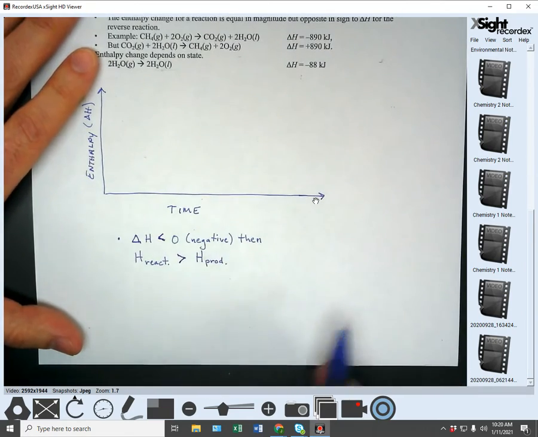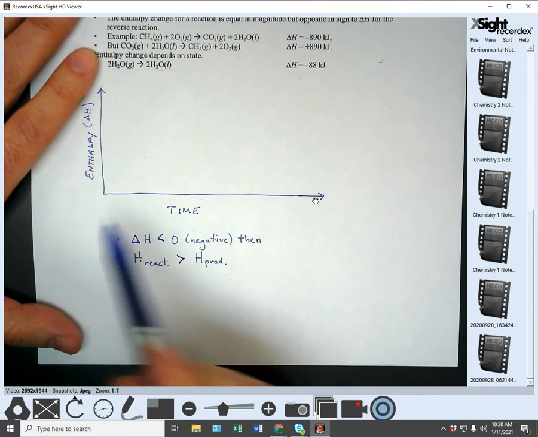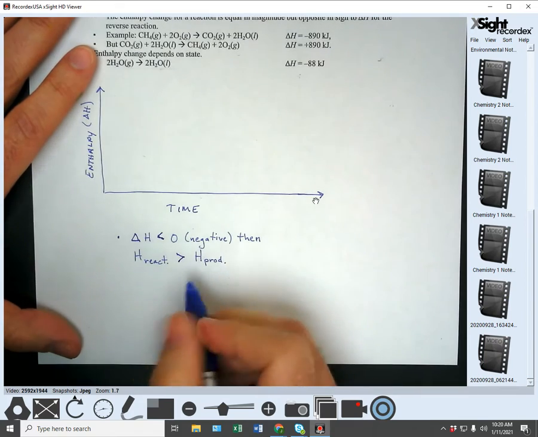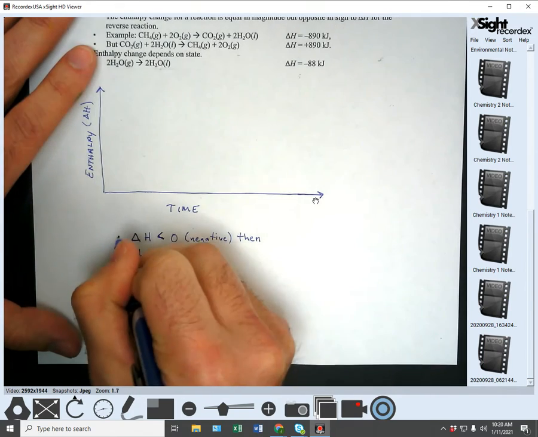Okay. Because essentially what that means is from the reactants to the product, energy was lost. So that means the reactants had to have more energy than the products did. Okay, and then the opposite is also true.